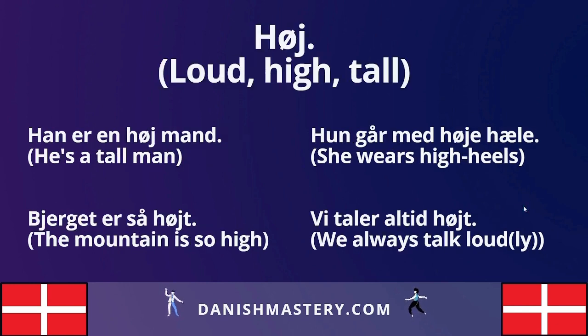Okay. So this is høj. Høj, høj, høj. And the høj is loud or high or tall. So for us Danish people, we think it's so weird that in English you have like 3 words, but we just have one. Høj. So it's any kind of high you can imagine. Han er en høj mand. He's a tall man. Okay.